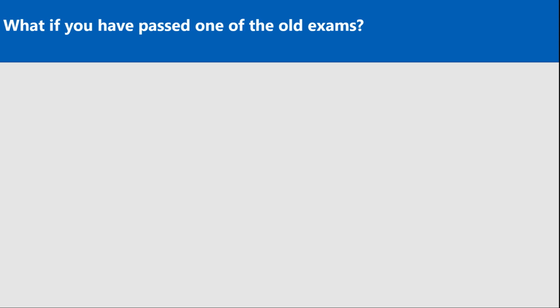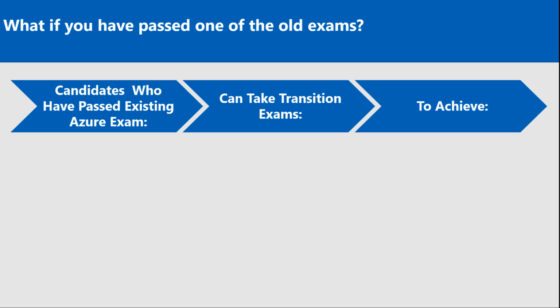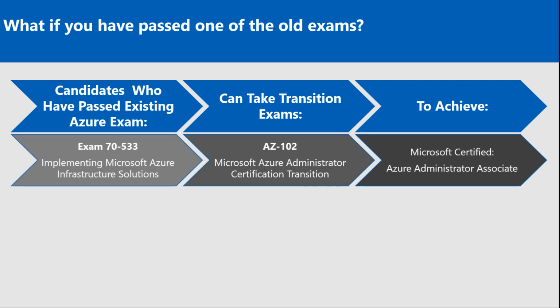So if you've passed one of the old exams, the 70-533, 70-532, 70-535, you can basically take what they're calling a transition exam. So for the 70-533, you can take the AZ-102, which is a subset of both the AZ-100 and the AZ-101 exams. So if you pass the AZ-102, you get the Microsoft Certified Azure Administrator Associate.